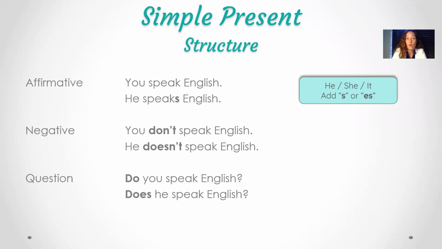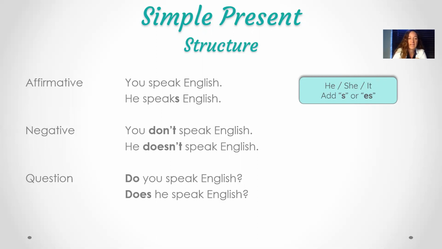Great. Now, in the negative, we will use the auxiliaries don't or doesn't. So don't, the contraction of do not. You don't speak English, always before the verb. Good. You don't go to work. They don't eat pizza, for example. Good. Only with he, she, it, we will use doesn't, the contraction of does not, right?